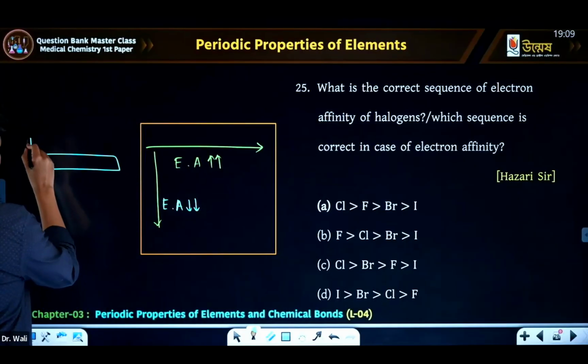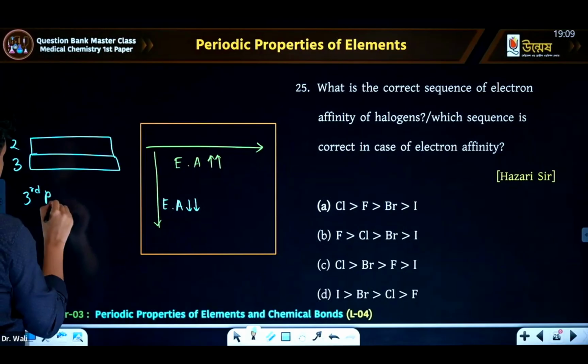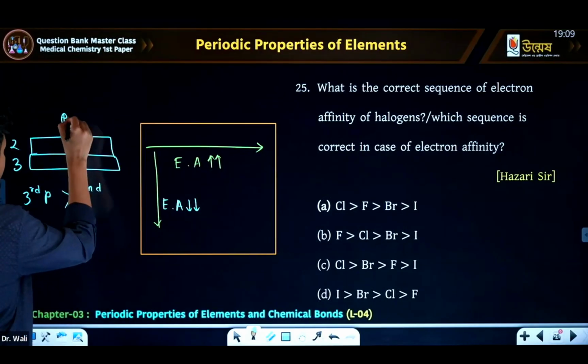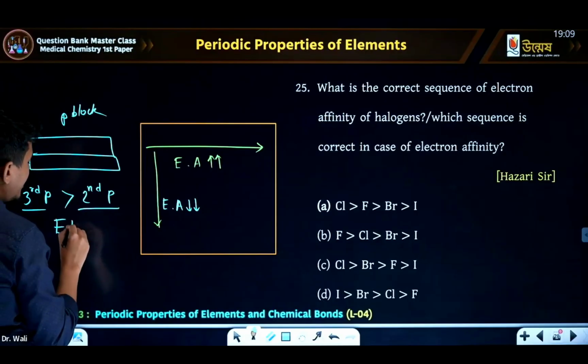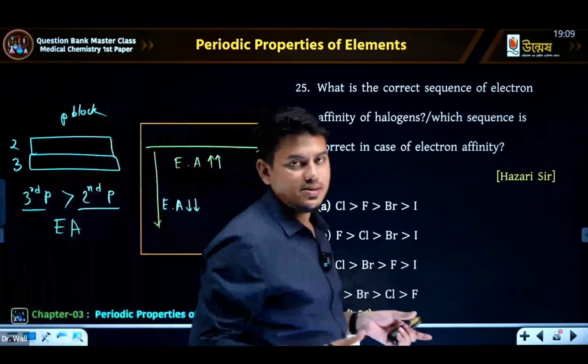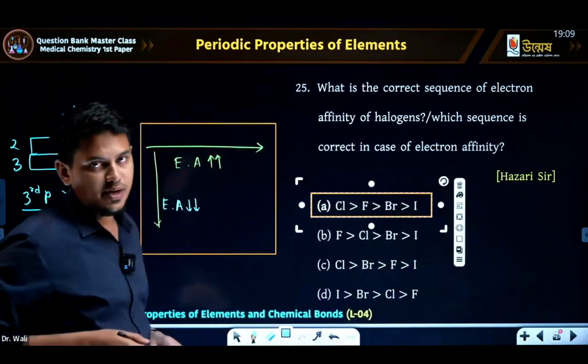You should know that the third period shows, for p block only, higher electron affinity than second period elements. Why? Because of the size issue. In this case, chlorine shows the highest electron affinity, then fluorine, followed by bromine and iodine.